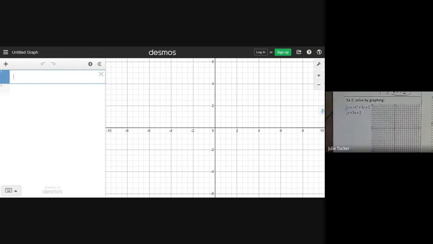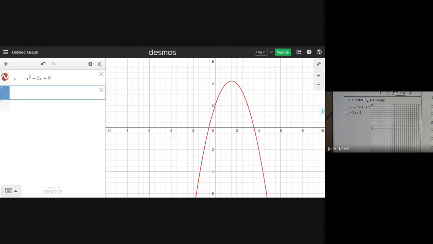Yeah. Okay, good. So I'm going to type the equations for you. These are the two equations that were in our problem. Y equals -x squared plus 3x plus 2. That was one of them. Oops, I'm hitting equals. Okay. So there's your parabola. The other equation is a line. The other equation is y equals 3x plus 2. So there's our line.